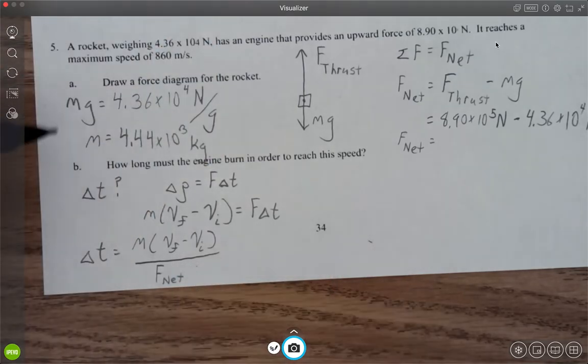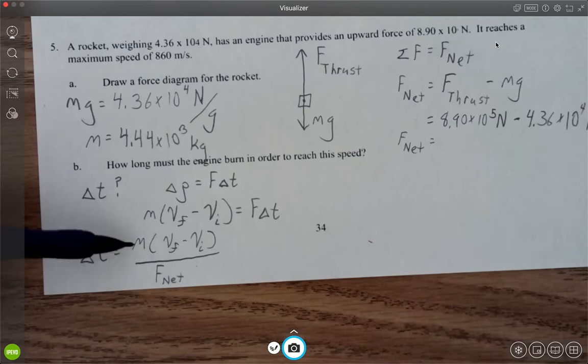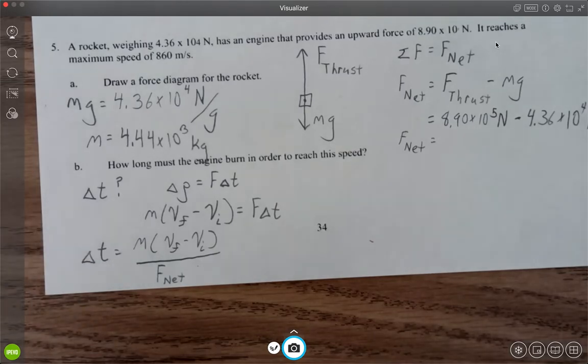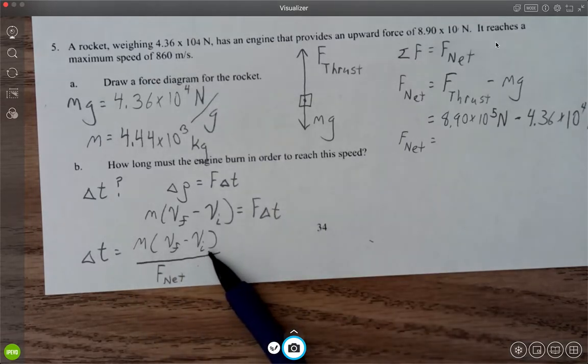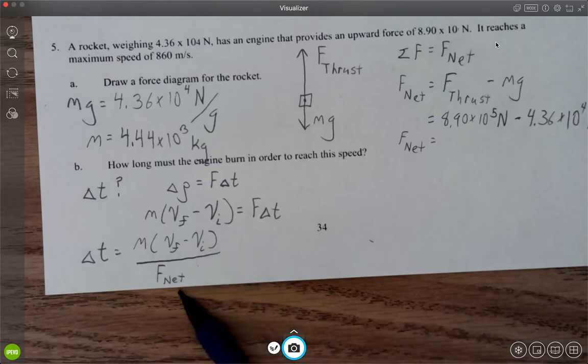So now we have the mass. So we have the mass for this time of the engine burning. We have the mass of the rocket. We know the final velocity of 860 meters per second. The initial velocity is 0. So now we just need our net force.